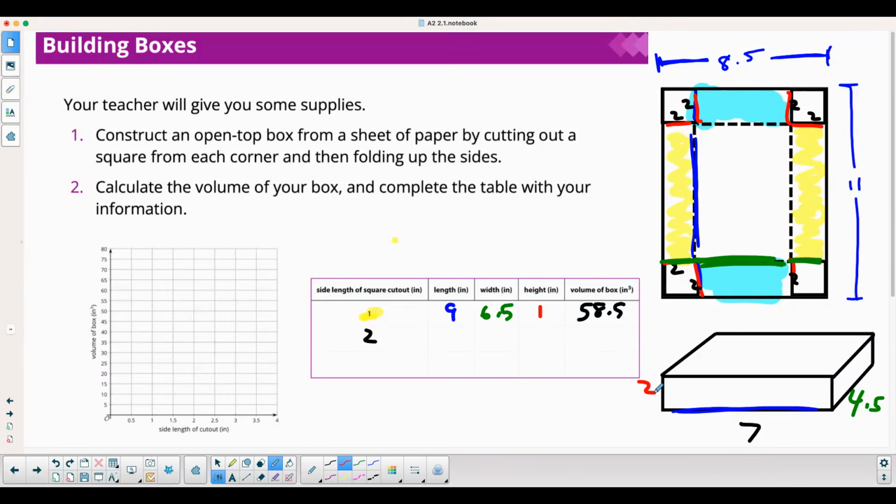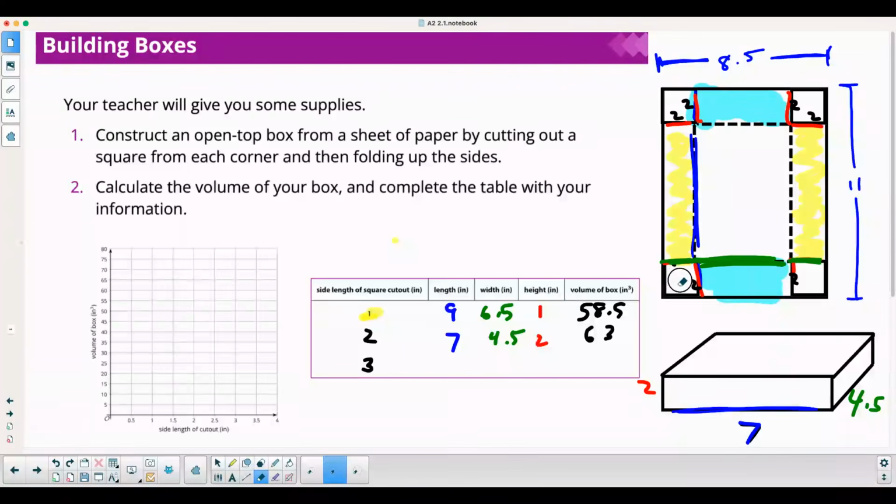So I can fill everything in here. Height is 2. I should use blue. There we go. Length is 7. This is 4.5. So let's multiply those together for volume. Length times width times height. 2 times 7 times 4.5 gives me 63. And let's go ahead, let's try 3.